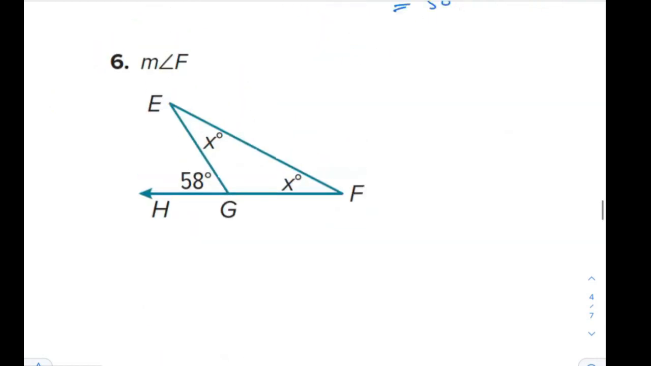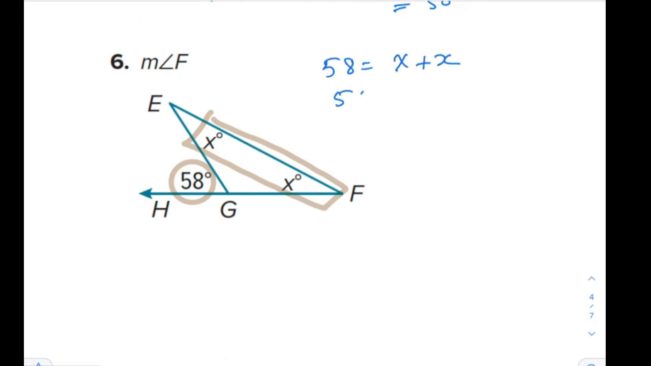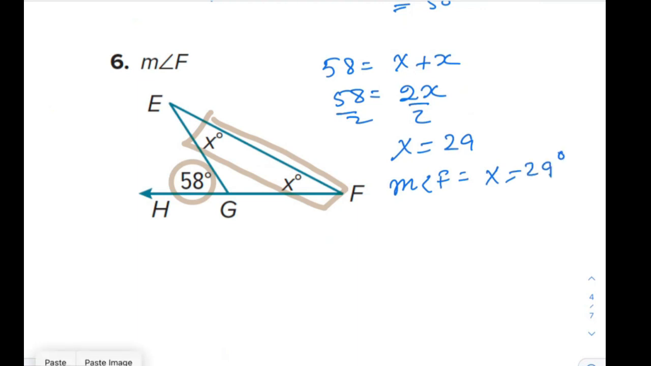Measure of angle F. Same story. We have here an exterior angle. The exterior one equals the sum of the two remote interior angles, the remote ones, not the near one. So the 58 is equal to x plus x. So 58 is 2x, dividing by 2, it is 29. And that means the required angle, which is x, is 29 degrees.